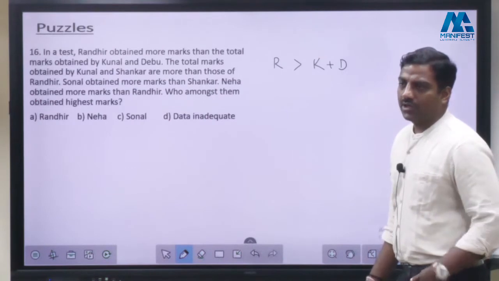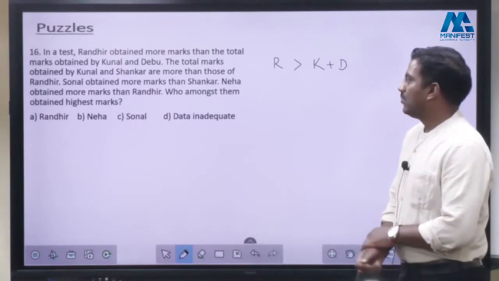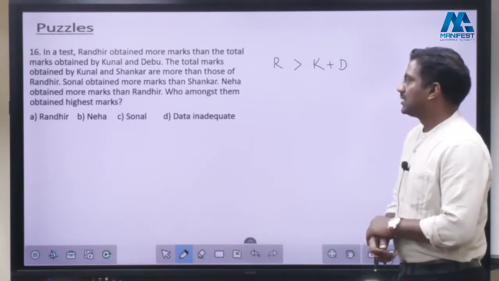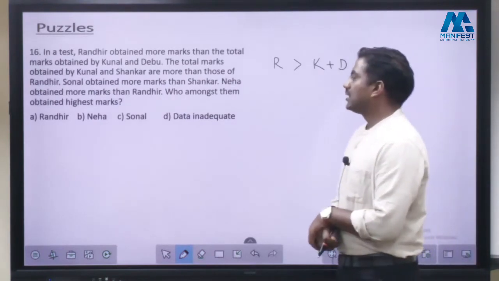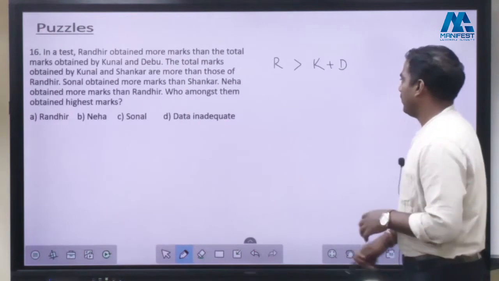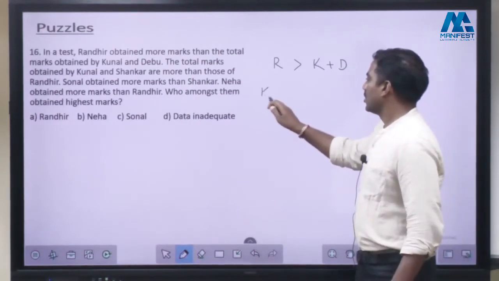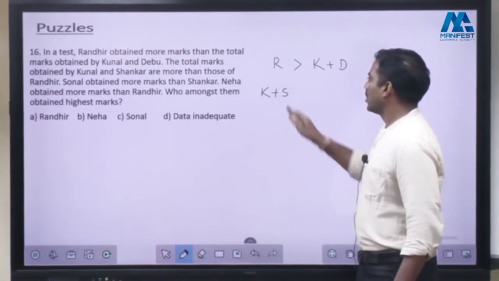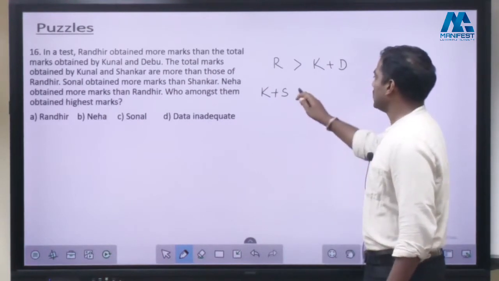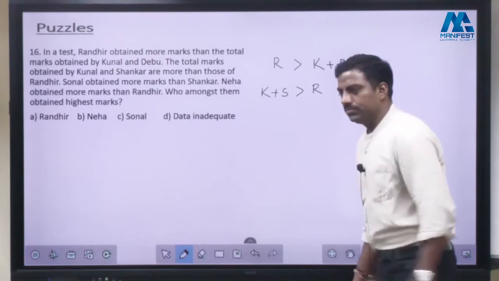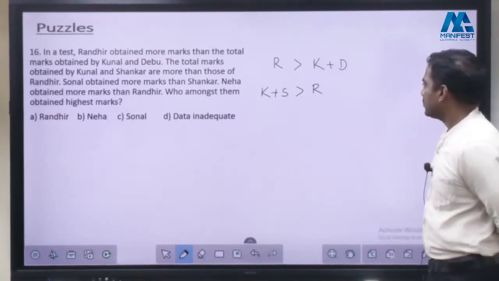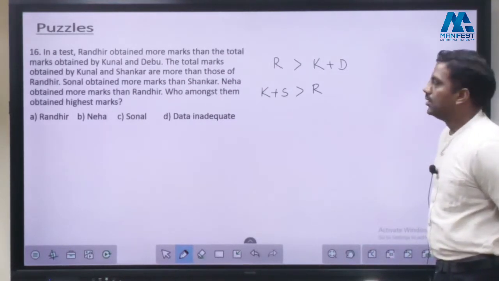Correct? Is it correct or not? Ranadhir's marks are more than the total marks obtained by Kunal and Debu. Correct? The total marks obtained by Kunal and Shankar are more than those of Ranadhir. Okay?